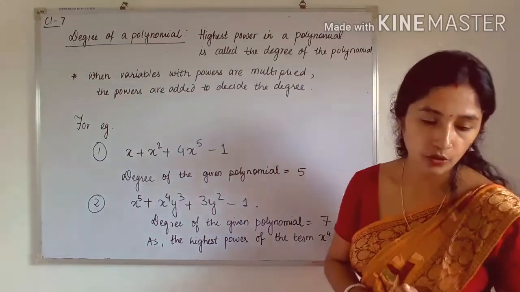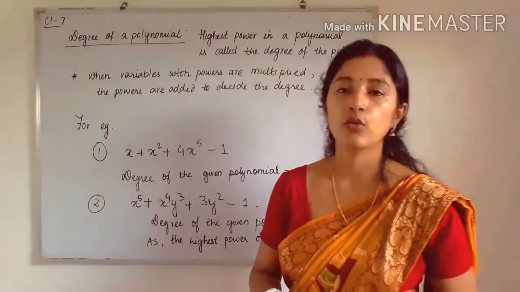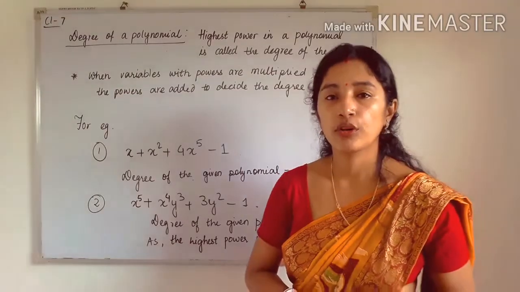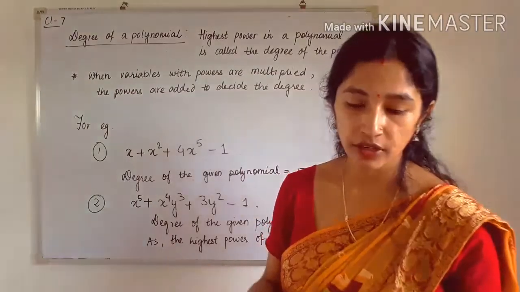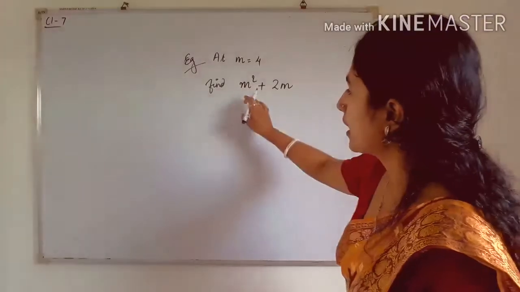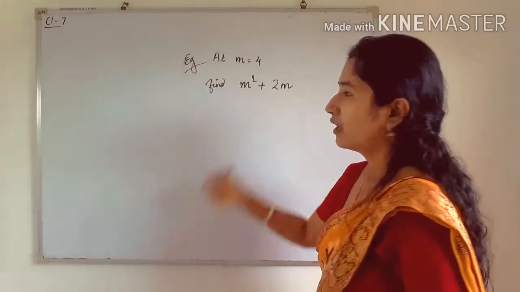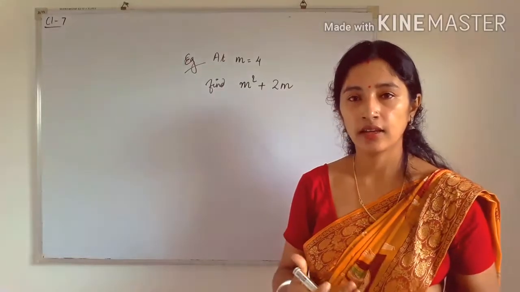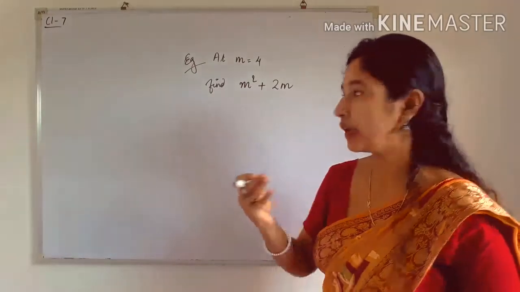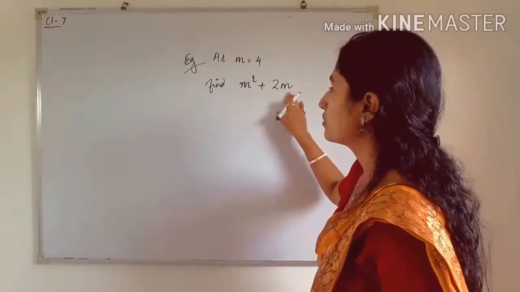That is very simple. In the next exercise we are going to find the degree of the polynomials, and next we are going to find the value of an algebraic expression. So how to find the value? At m is equal to 4, find m square plus 2m, or it may be written like this: at m is equal to 4, find the value of the given polynomial m square plus twice m.